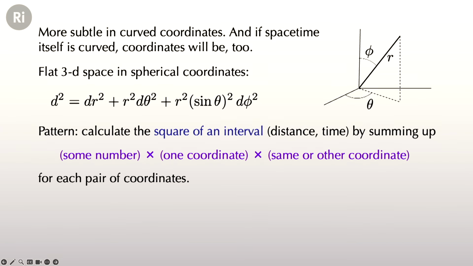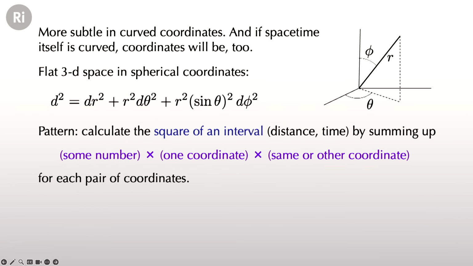You stare at this expression, you ask what is going on, and if you're Riemann anyway, you say, okay, I think what's going on is that I have on the left-hand side some interval. I would like to say some distance, but in space-time, it's going to be some time. So we use the word interval to mean either space or time. Some interval squared is on the left-hand side. That's what we inherit from Pythagoras.